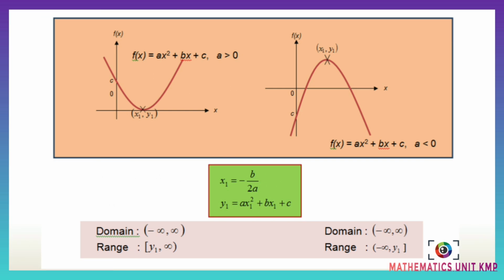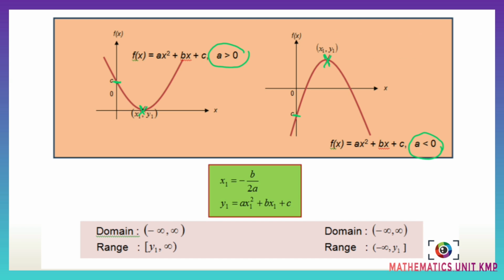Next, if f(x) equals ax squared plus bx plus c and a is greater than 0, the graph is concave up, the minimum point is at (x1, y1) and it intercepts the y-axis at c. And the second graph, if f(x) equals ax squared plus bx plus c and a is less than 0, the graph is concave down, the maximum point is at (x1, y1) and it intercepts the y-axis at c.